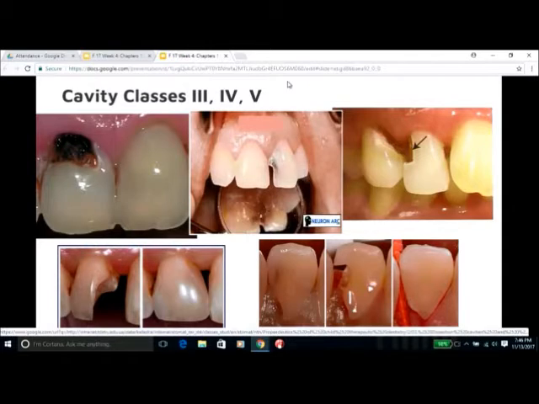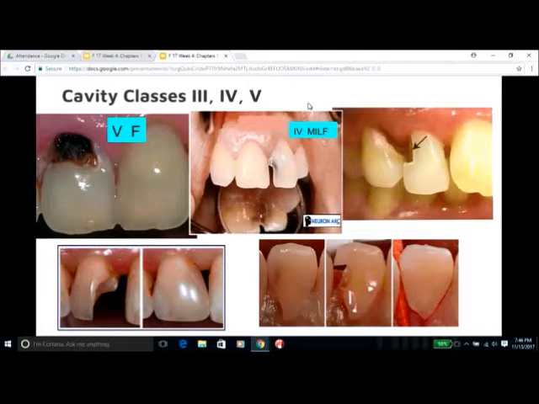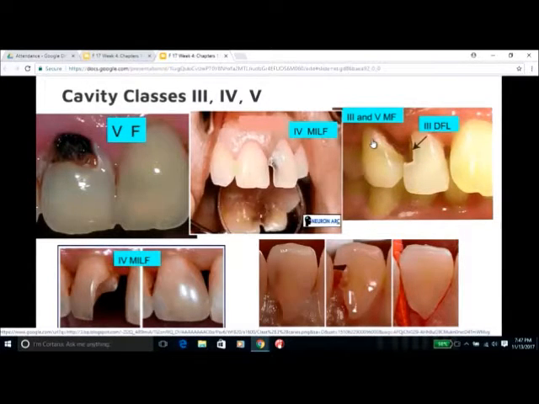So let's go through these. We've got a class 5 on the facial. That's a gum line cavity on the facial surface. We've got a MIFL here, a class 4. And why is it a 4? Because it has an I in it. We've got a class 3 that is in between the teeth but doesn't involve the I, doesn't involve the edge. And then we have class 3 and 5 combined there. We have a class 4 MIFL down there. And then a class 3.